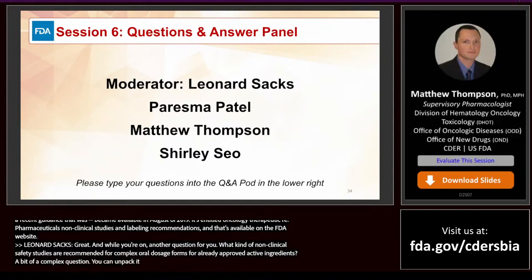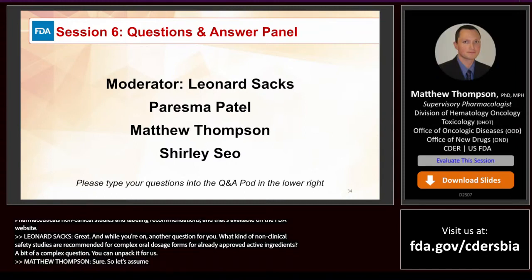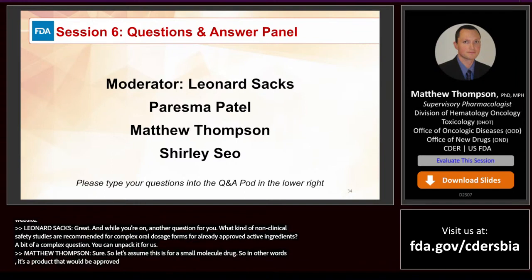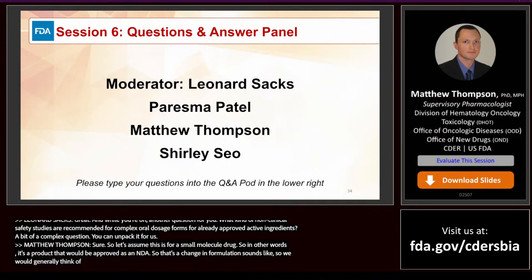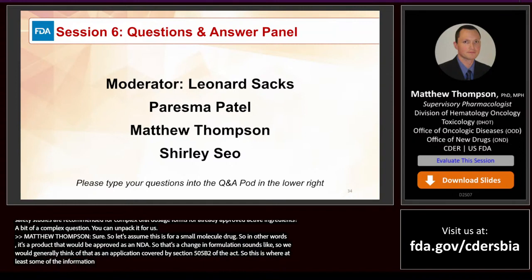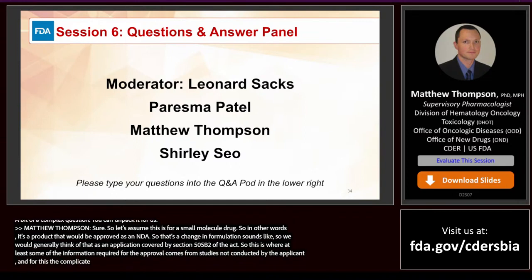Sure. So let's assume this is for a small molecule drug. In other words, it's a product that would be approved as an NDA. So that's a change in formulation, it sounds like. We would generally think of that as an application covered by Section 505(b)(2) of the Act. So this is where at least some of the information required for the approval comes from studies not conducted by the applicant and for which the applicant has not obtained a right of reference.